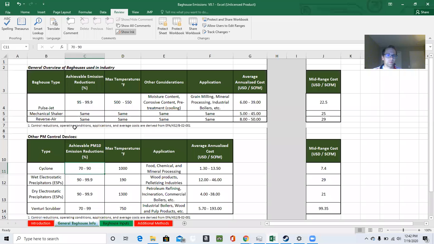So we've developed this template for projecting baghouse emission calculations, as well as comparing some of the costs of this type of equipment to some other equipment such as cyclones and ESPs.